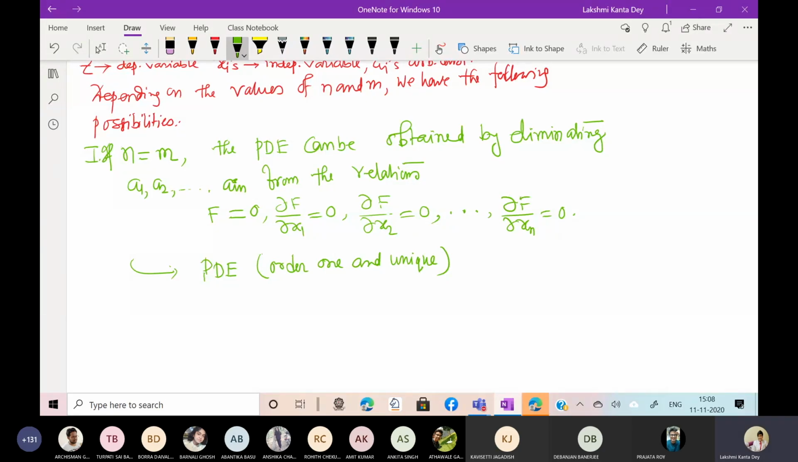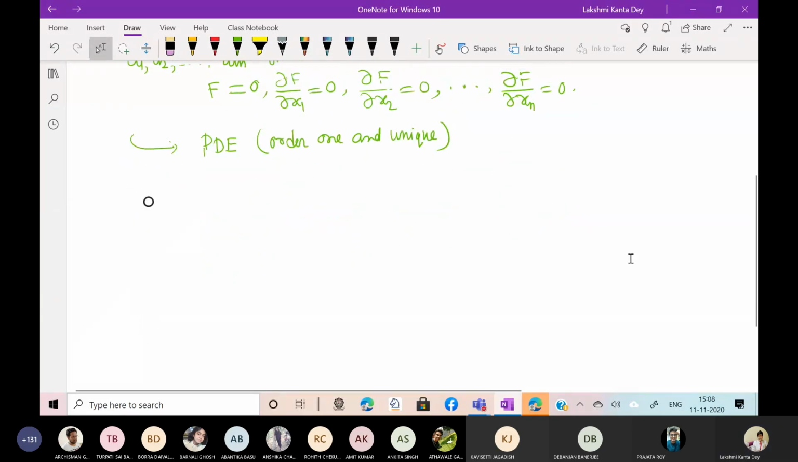Another possibility, number 2. If n is greater than m, that means the number of independent variables is more than the number of arbitrary constants. In this case, elimination of arbitrary constants usually gives rise to more than one partial differential equation of order 1.